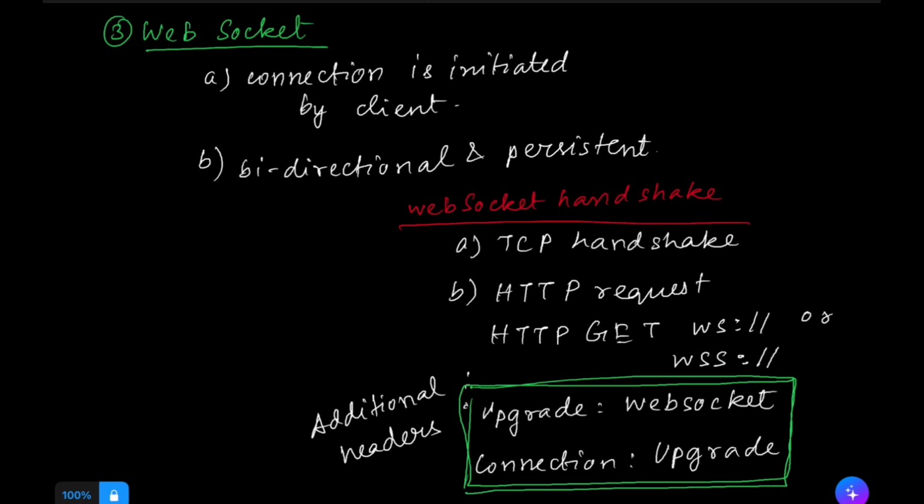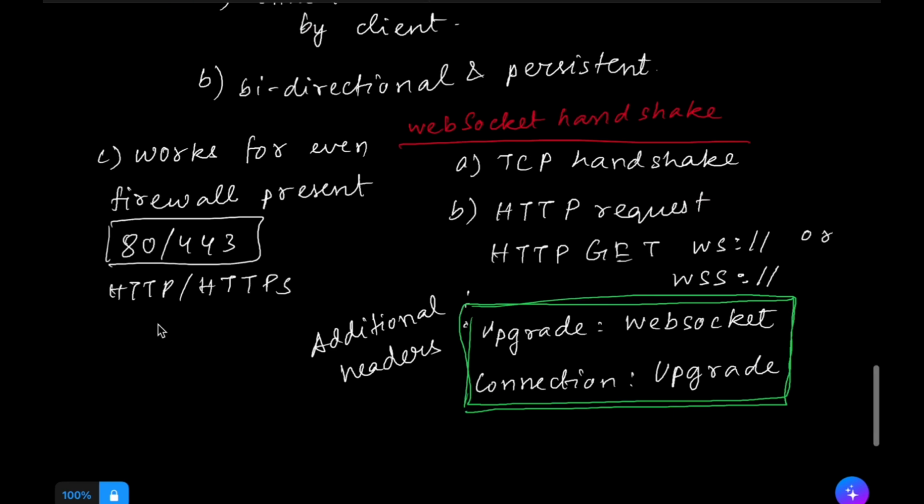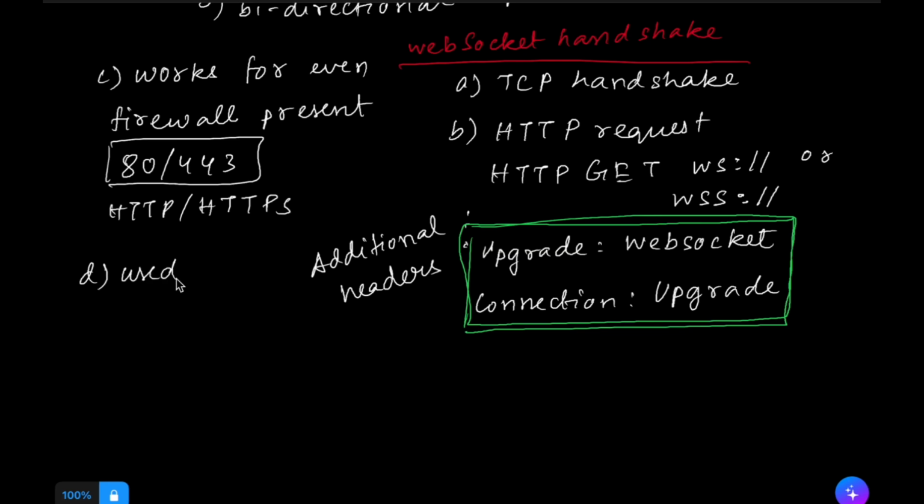And this works even with firewall protected servers or client side. Basically it uses port 80 or 443, which is for HTTP and HTTPS connections, so it works even when a firewall is present, because it uses the 80 or 443 ports, the HTTP or HTTPS ports. And it is used for both the sender and the receiver side.